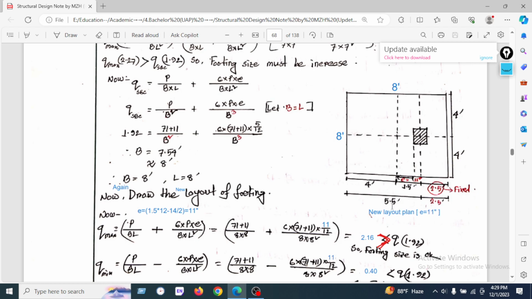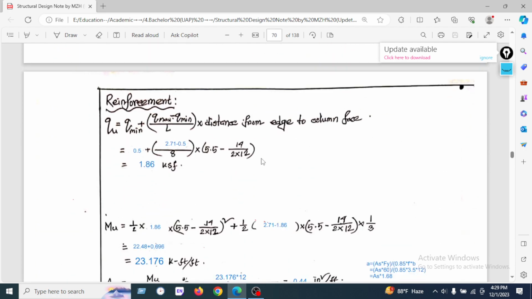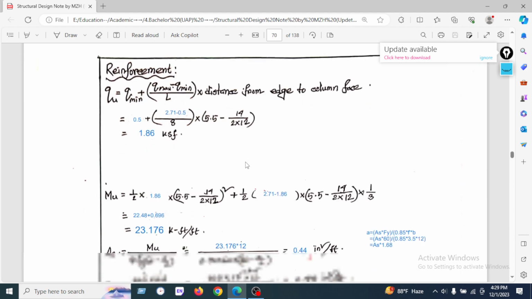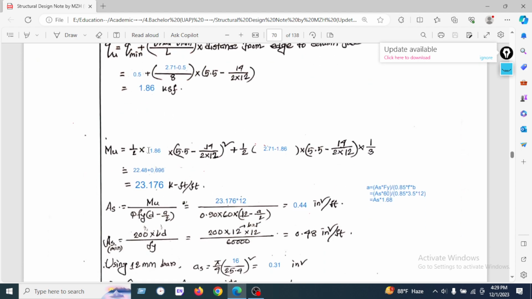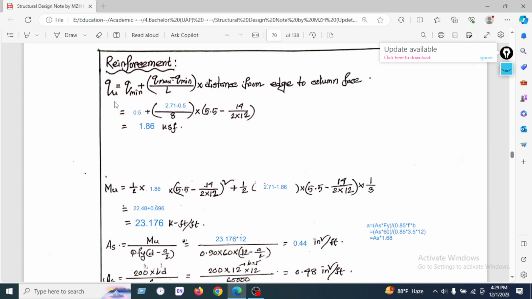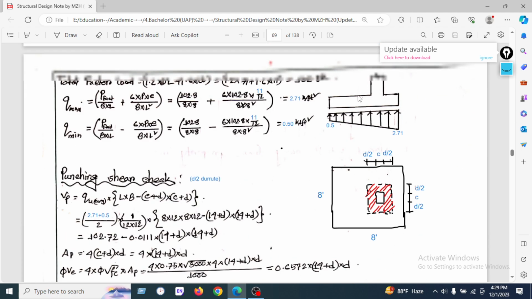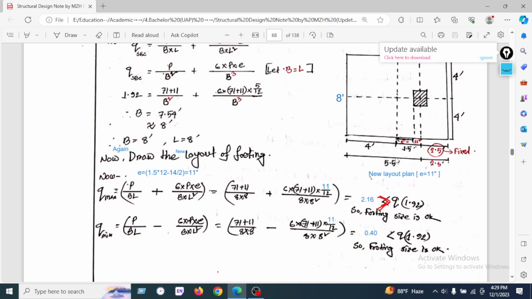Here is the given dimension, and we deduct only half of the column, that is 14 divided by 2, and divided also by 12, which converts inches to feet. That's why we have found 1.86 kip square. In the same way, we have found the moment, which is half into 1.86. 1.86 is found here, the soil pressure, and 5.5 we have seen in the left portion of CG. From the CG of the column is 5.5, and 2.5 is the right portion. The total will be 8.